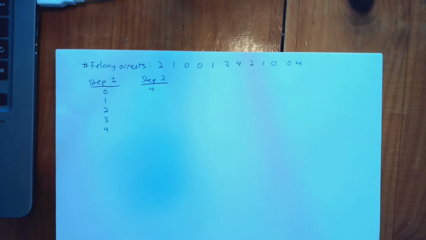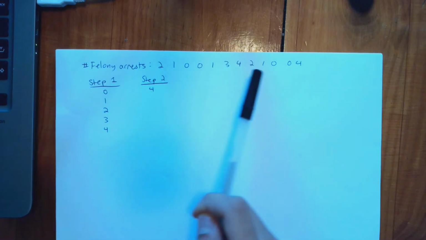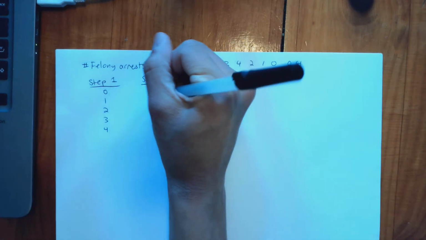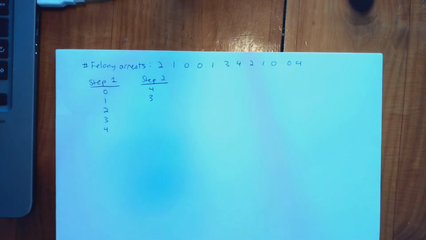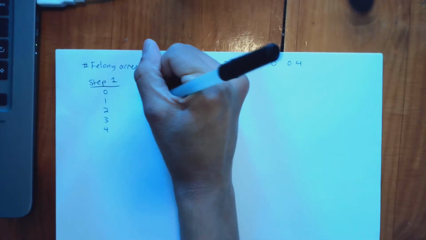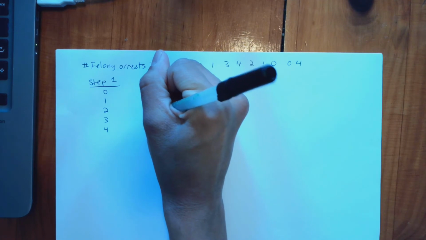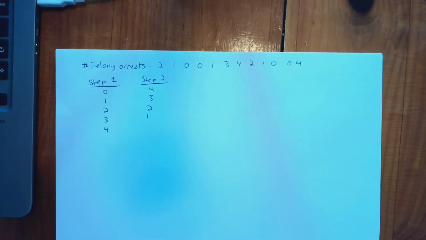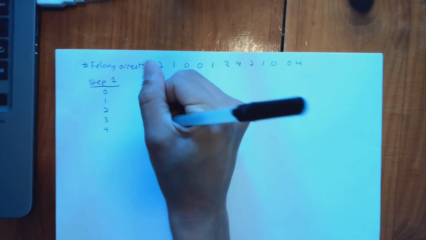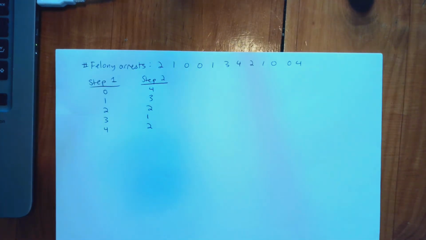How many people had 1 arrest? Well, we've got 1, 2, 3 people with 1 prior arrest. How many people had 2 arrests? Well, we're going to keep counting. 1, 2. If you look, we have only 1 person with 3 arrests, so we'll put a 1 next to our 3 here. And then we had 2 people with 4 arrests finally. And we didn't have anybody with 5 or more arrests.